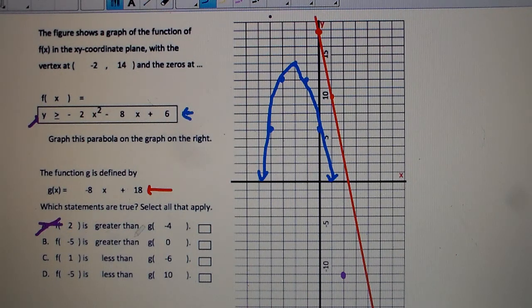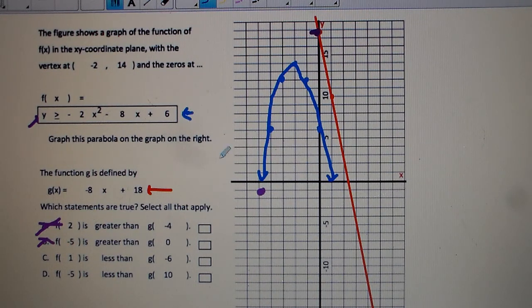For B, f of -5. When this blue function is at -5, 1, 2, 3, 4, 5, approximately somewhere around here. This dot is greater than when g is at 0. When g is at 0, that's up here. Is g at negative 5 greater than this one? No. This one is clearly higher than this. So B is also false. So we don't put a check in the checkbox there.